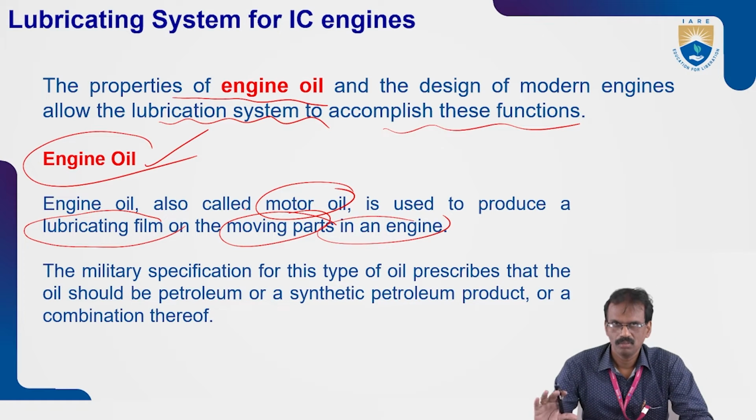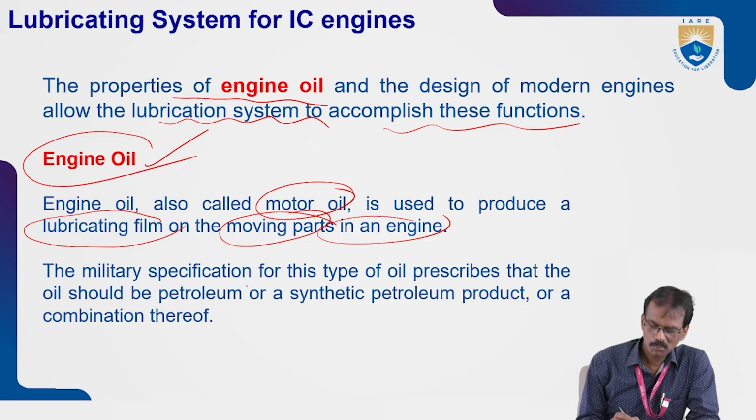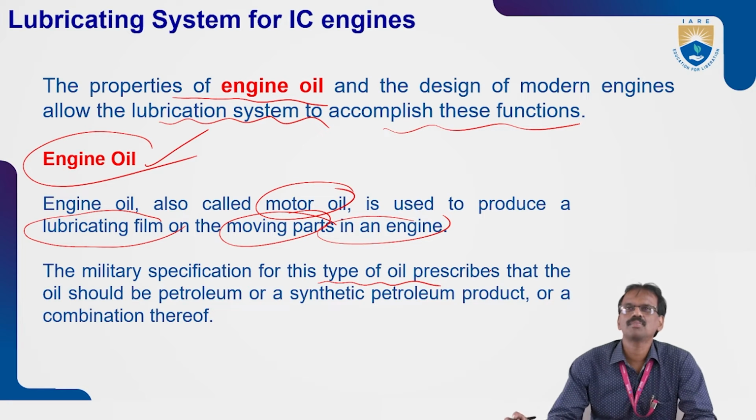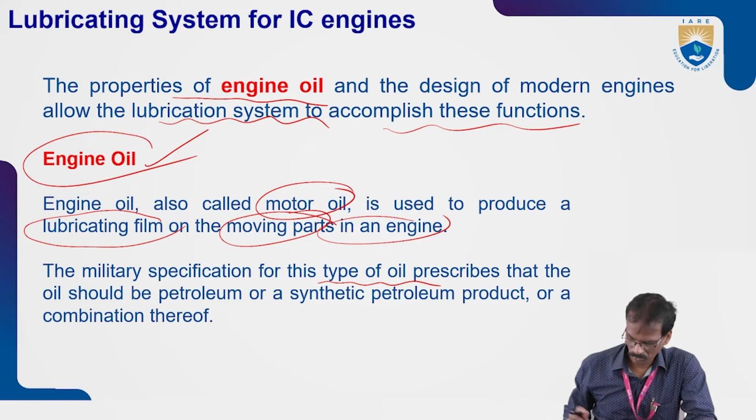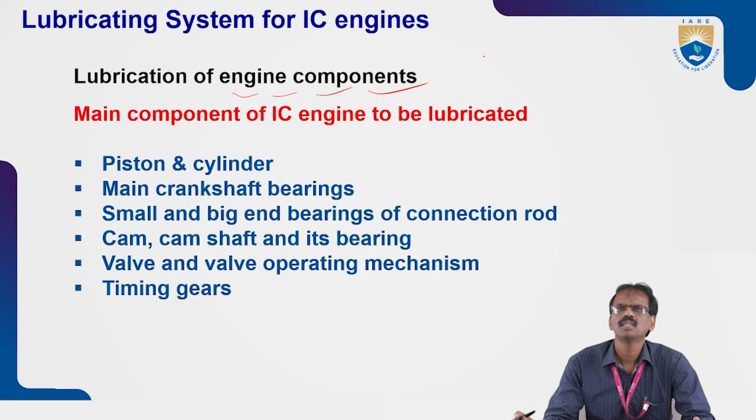Just like it produces the lubrication film on the piston, crankshaft, connecting rod. So all these things. The military specifications for this type of oil describe that the oil should be petroleum or synthetic petroleum product, or a combination of them also. Next, lubrication of engine components. What are the main engine components that should be lubricated?